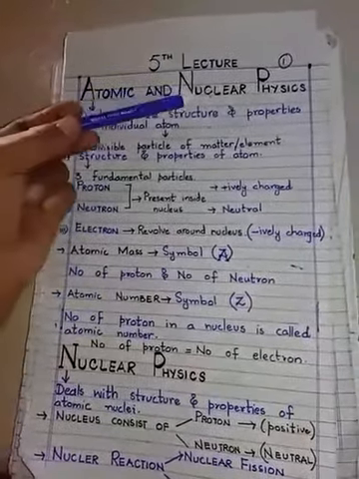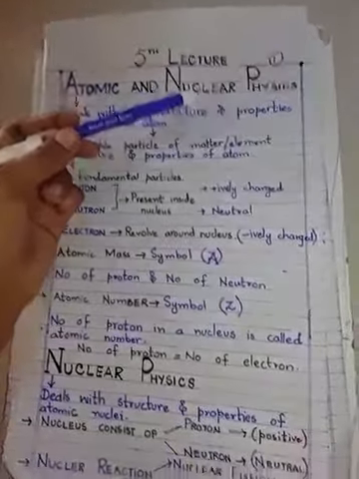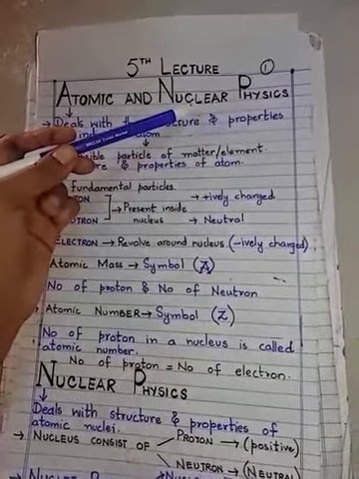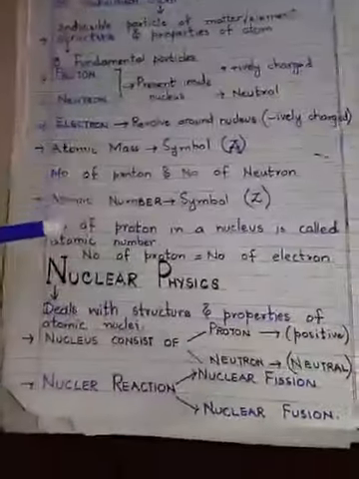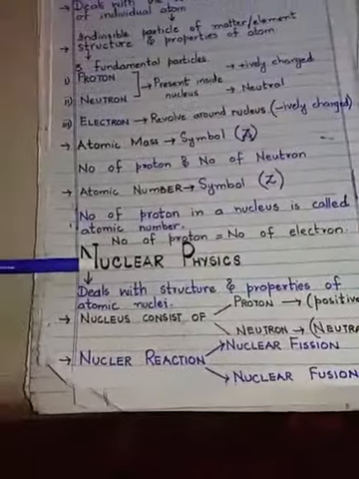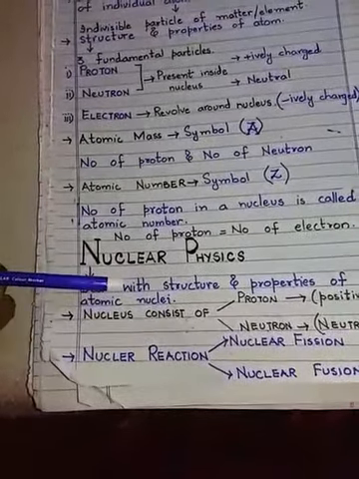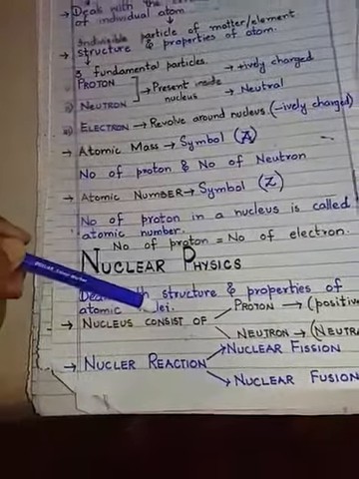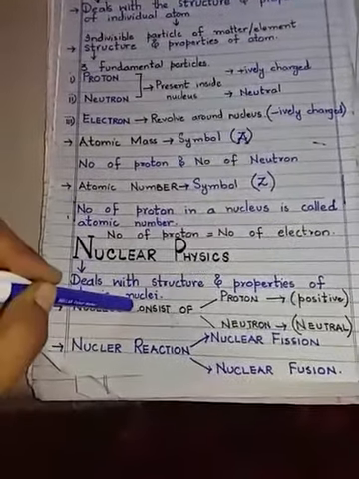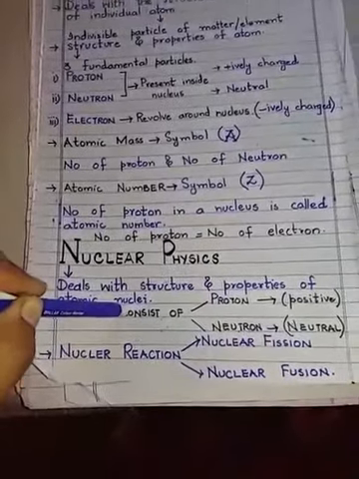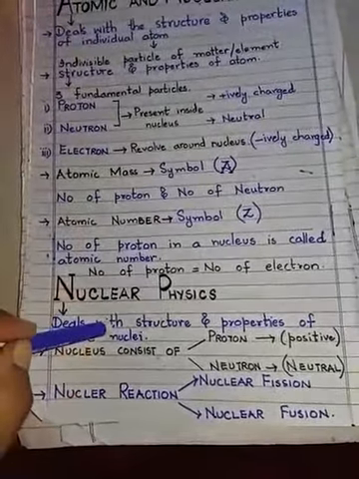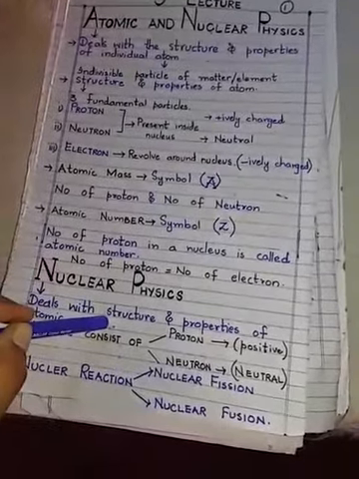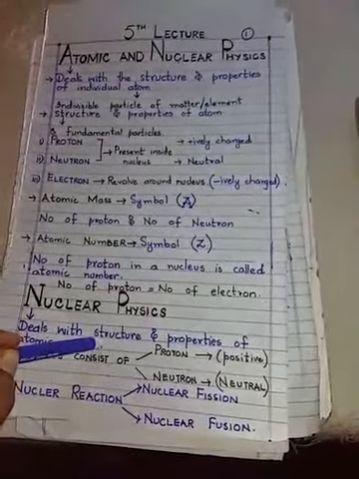The next term is nuclear physics. Nuclear physics, as its name indicates, girls, is the branch of physics which deals with the nucleus of an atom. How can we define it properly? Nuclear physics can be defined as the branch of physics which deals with the structure and properties of atomic nuclei. So this branch of physics is only related to the nucleus of an atom, in which we will discuss the structure of a nucleus and the properties of atomic nuclei.